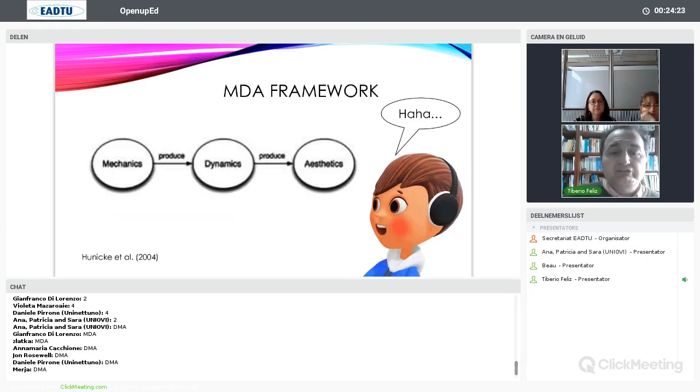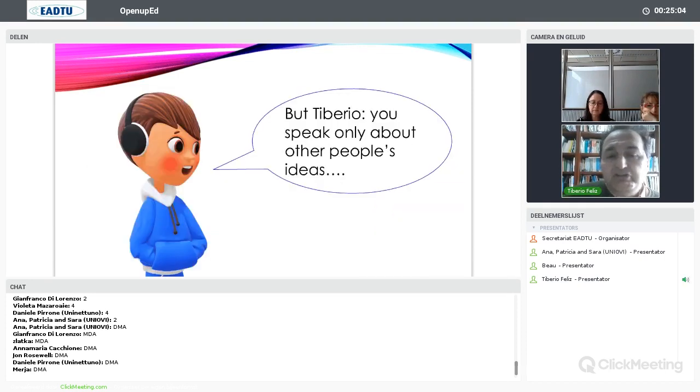We have the solution. The solution is MDA. So mechanics, firstly, you have to insert or consider mechanics, and mechanics produce dynamics, and that means interactions, actions, relationships, and dynamics produce aesthetics. Okay, aesthetics means what we are perceiving, what we are feeling. Emotions, for instance, are aesthetics. Okay, this is the model of Hunicke, and it's quite interesting to discuss or design gamification courses.